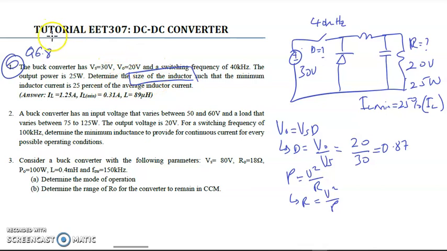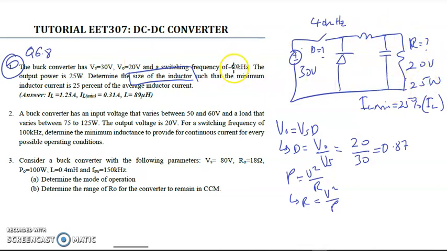So all the statements here we transfer into the circuit. We write down all the given parameters: V source 30 volt, V out 20 volt, switching frequency 40 kHz, output power 25 watt, and the inductor current ripple is 25% of the average inductor current. So 25% minimum inductor current, so I L min is equal to 25% of I L, the average inductor current. We write all the available information into the circuit.